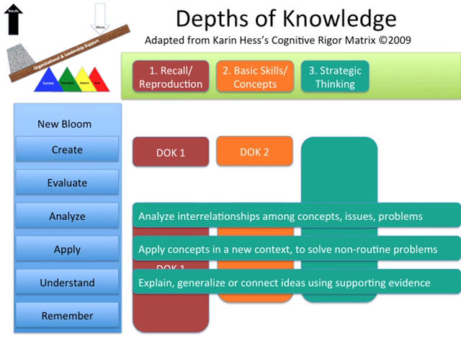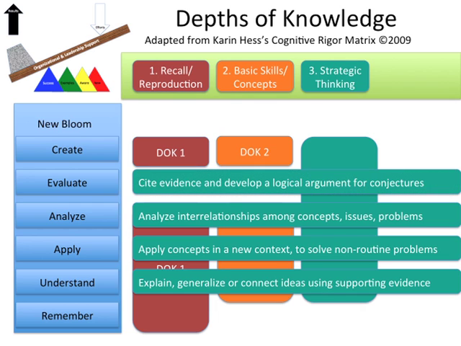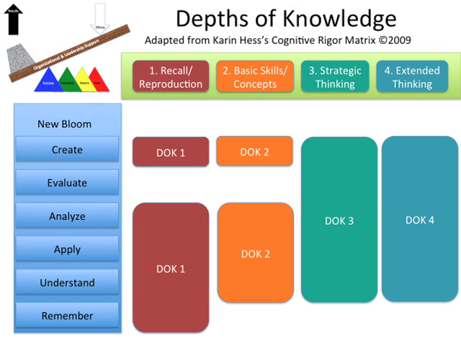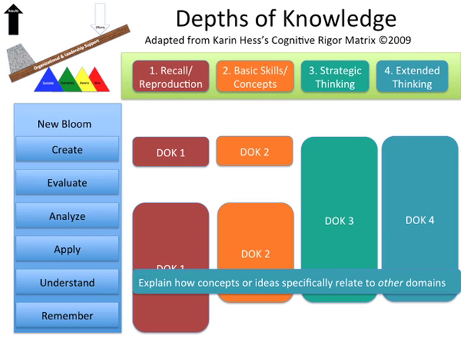Our analysis is now about interrelationships among concepts or issues and problems, and we're now beginning to introduce evaluation, the ability to cite evidence and develop logical arguments for our conjectures. Creation at this level is now moving into synthesis, here within one data set or source or text. And when we move to extended thinking, Bloom takes on still other characteristics.